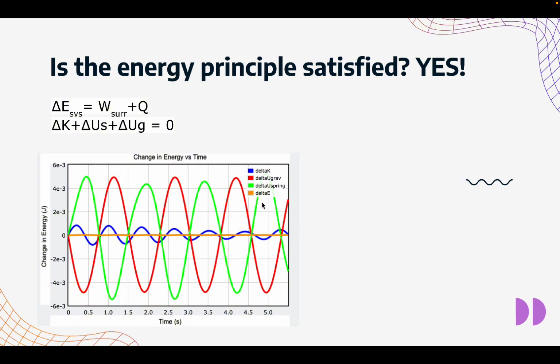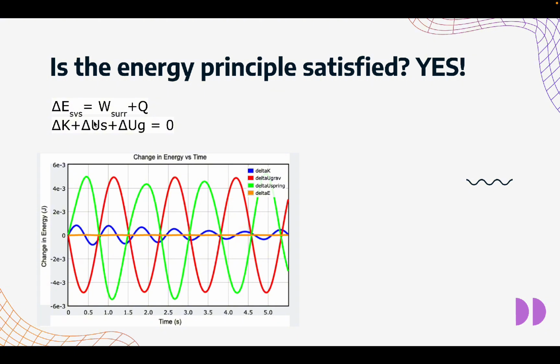And we have to ask ourselves, is the energy principle satisfied? Yes, because we see that delta E, colored orange right here, stays 0 the entire time. So energy is conserved and never lost, it's just transferred. So we can see that in this equation, delta K, so kinetic energy plus the potential energies of the spring and gravity, will equal 0 because this is the energy principle basically.